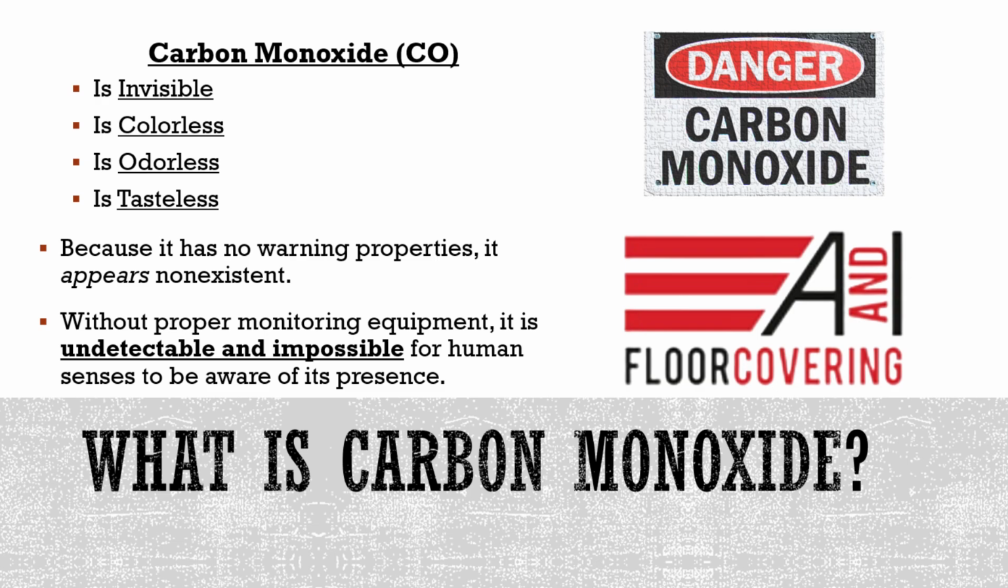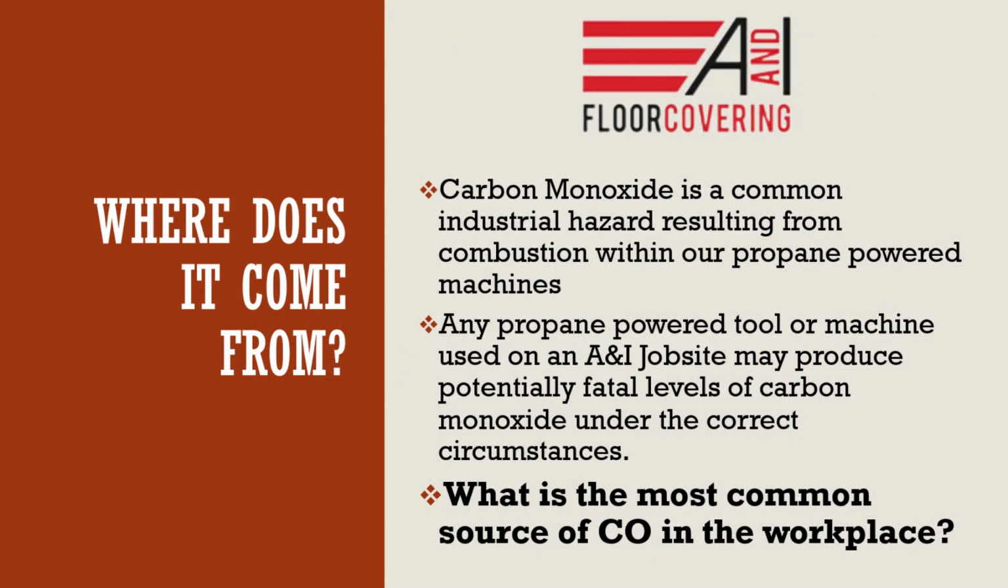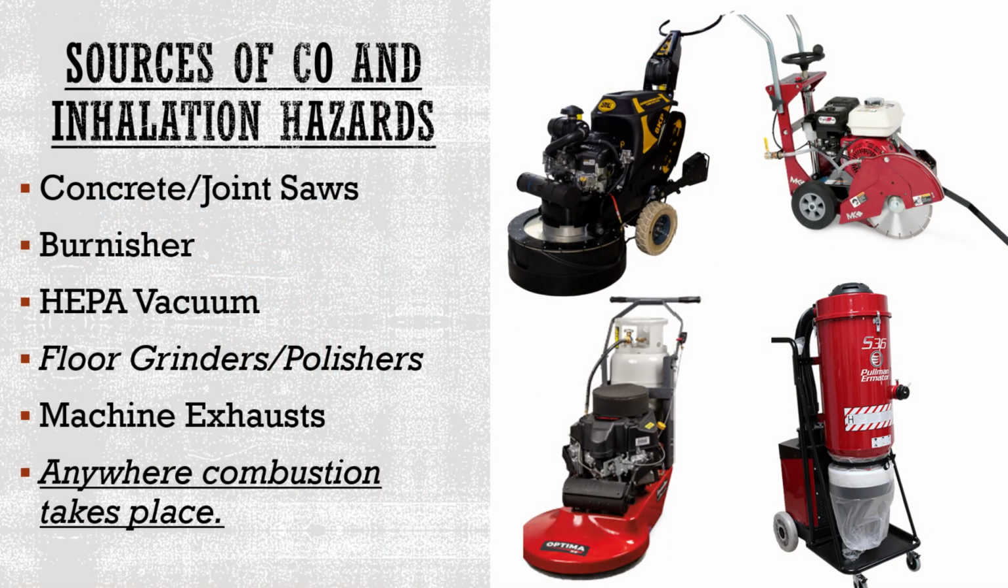Where does carbon monoxide come from? Great question. Carbon monoxide is a common industrial hazard resulting from combustion within our propane-powered machines. Any tool or machine used on an A&I job site that runs on propane may produce potentially fatal levels of carbon monoxide under the correct circumstances. You may be asking yourself, what are the most common sources of carbon monoxide in our workplace? The list is as follows, but not limited to: concrete or joint saws, burnishers, your HEPA vacuum, floor grinders and polishers, machine exhausts, and anywhere propane combustion takes place.